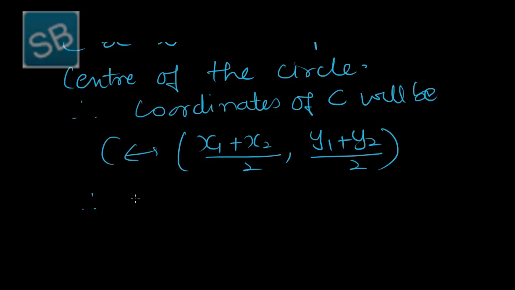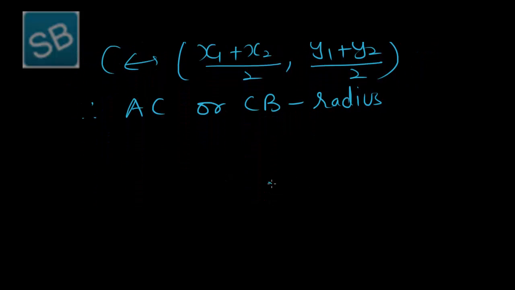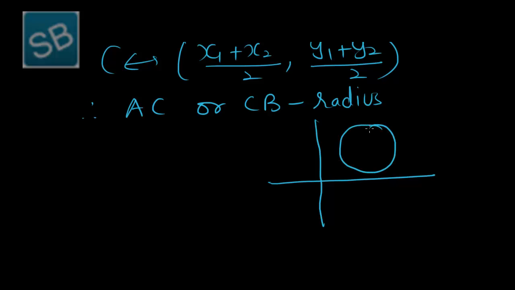Therefore, AC, or we can say CB, will be the radius. That is, if we see in the circle, suppose this is our circle, this is the diameter, so this is its center. So AC or CB will be its radius. That is, AC is equal to R.